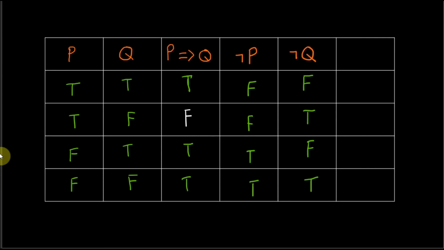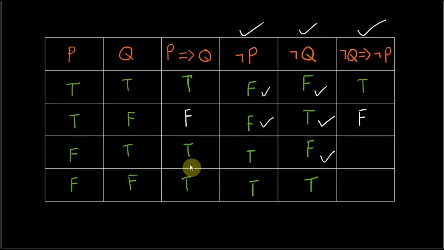To find out, we draw the truth table for the contrapositive statement. We just need to add one more column to our existing truth table, which is not Q implies not P. To evaluate this column, we use the not Q and not P column truth values. If not Q is false and not P is false, then not Q implies not P is true. If not Q is true and not P is false, then not Q implies not P is false. If not Q is false and not P is true, then not Q implies not P is true. If not Q is true and not P is true, then not Q implies not P is true.